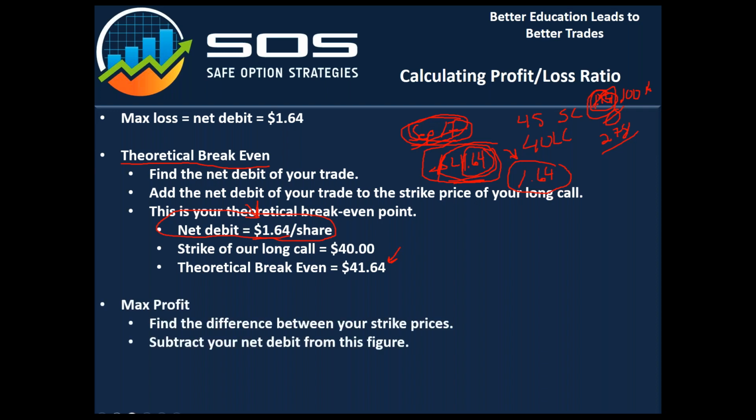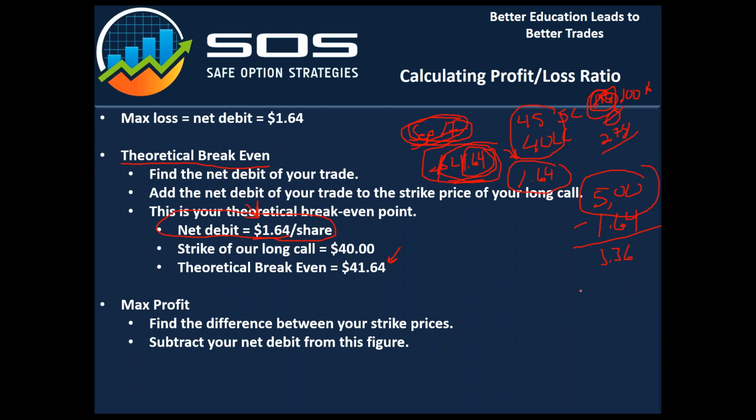Our maximum profit is the difference between our strike prices minus the net debit. Okay, what's the difference in our strike prices? $5, right? The difference in our strike prices is $5. We spent $1.64 to be in this trade. What's the maximum amount of money we could make? $5 minus $1.64 equals $3.36. That's the most amount of money we could make.